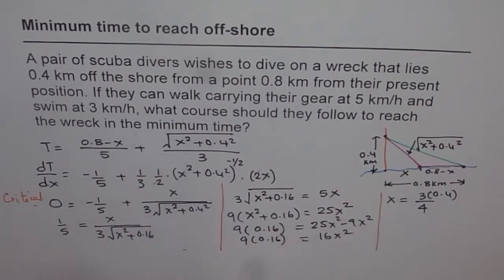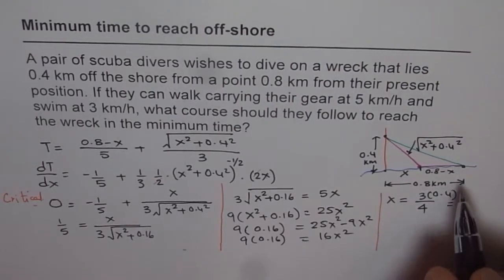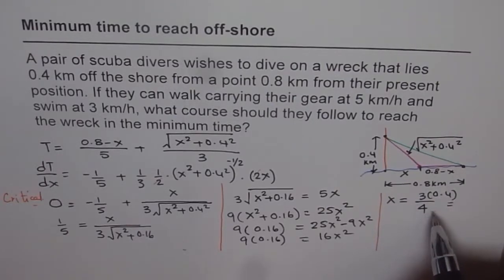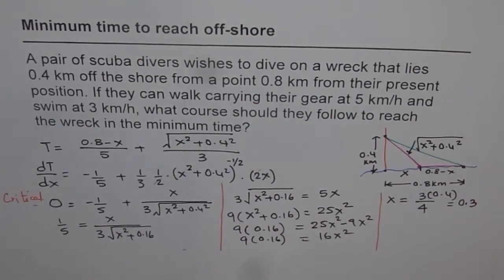So the idea is here very good values are given to us. They really are so simple that it helps. We don't have to use calculator. So we get 3 times 0.4 divided by 4. So that goes 0.1 times, and you get x equals to 0.3 as your answer, right? So x equals to 0.3 is your critical point.